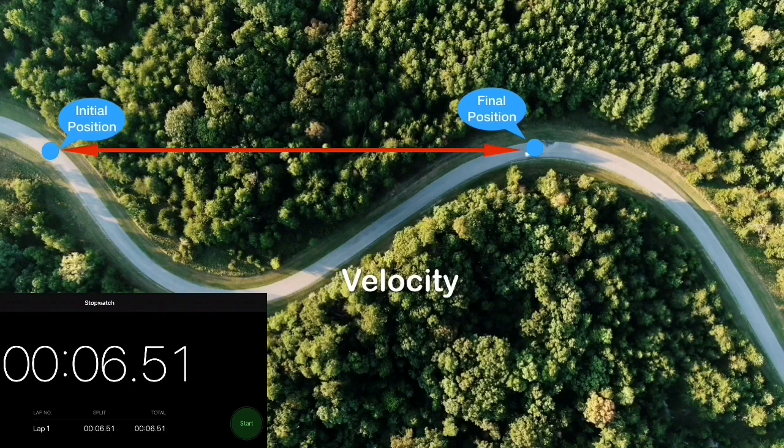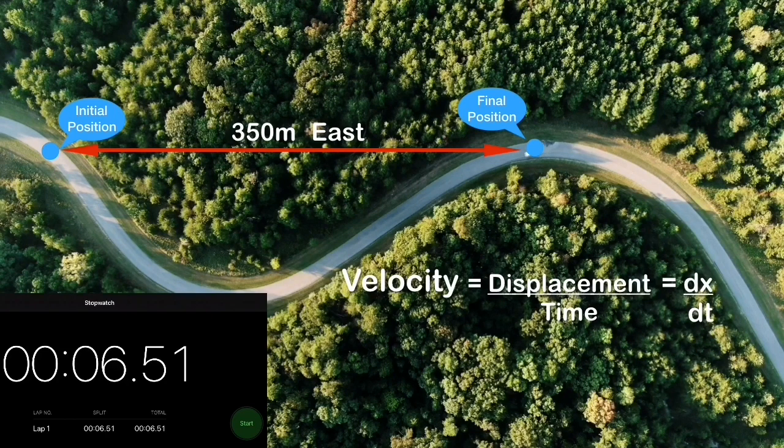Let us assume the displacement between the initial and the final position is 350 meter and the direction is towards east. So what do you mean by a velocity? Velocity is equal to displacement by time. It can also be written as dx by dt.